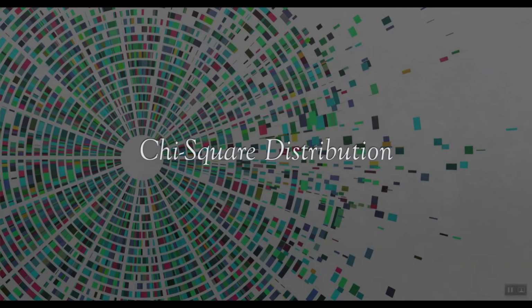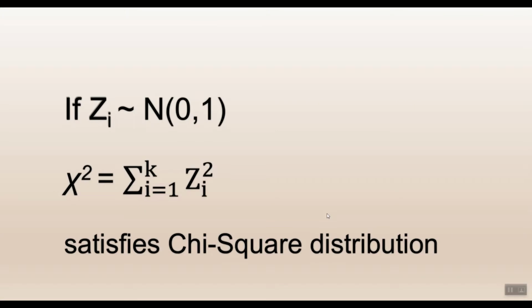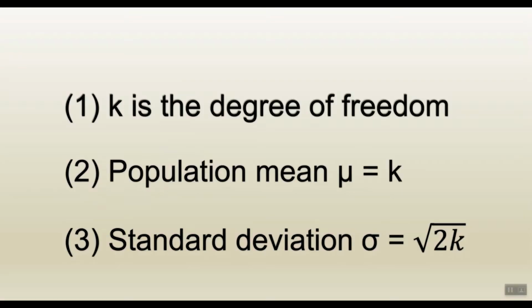In this video, we're going to investigate some basic concepts of a chi-square distribution and its applications. If a random variable Zi follows a standard normal distribution, with i starting from 1 to k, and each Zi is independent of each other, the sum of the squares of these independent and normally distributed variables follows a chi-square distribution. k is the degree of freedom.